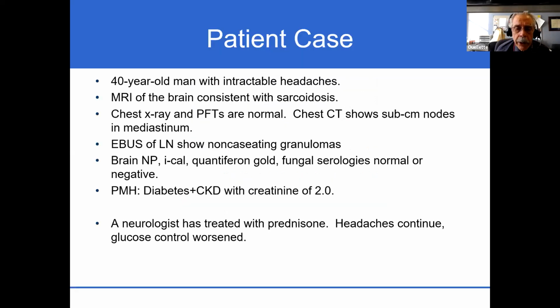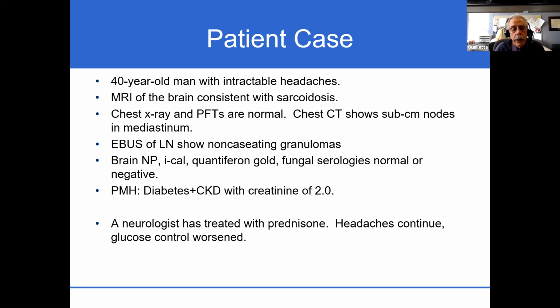This is one of my patients that's a complex patient and shows how difficult it can be to treat patients with sarcoidosis, and also how challenging it can be to choose therapy. This is a 40-year-old man who has had intractable headaches as his only symptom. He had an MRI of the brain that was felt by my neurology colleagues to be consistent with sarcoidosis. His chest x-ray and his pulmonary function tests were actually normal. When we did a chest CT scan, he had sub-centimeter nodes in the mediastinum that really were not enlarged.